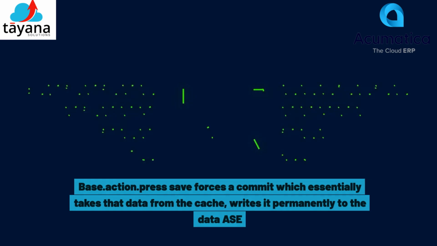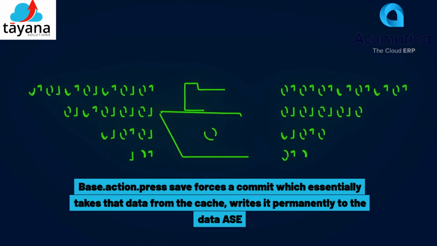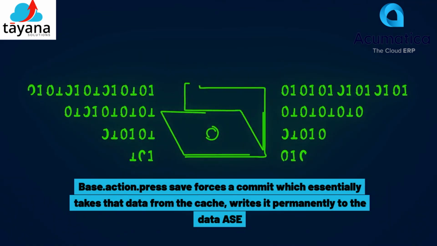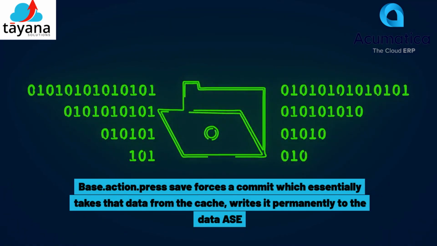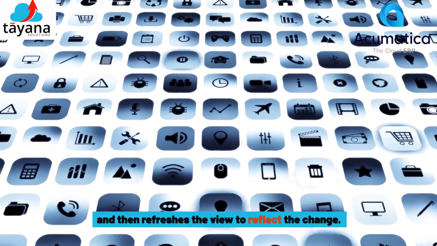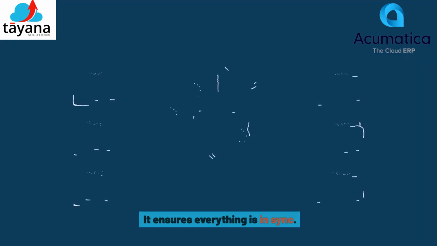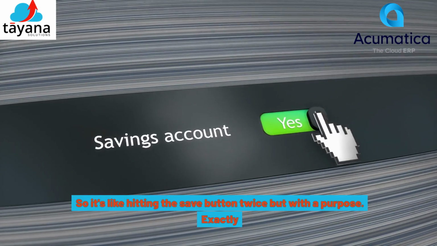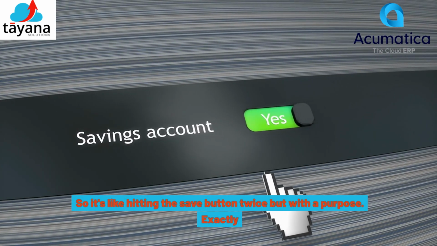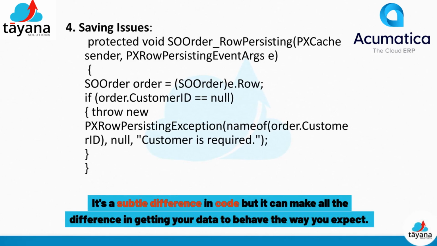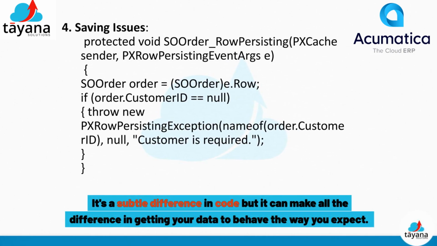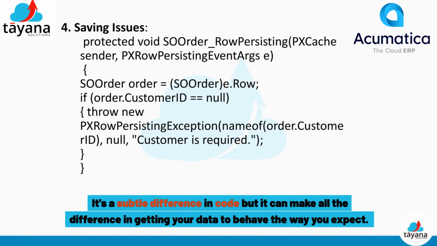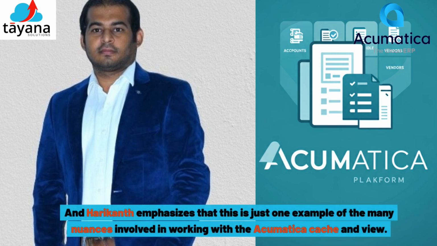It does. Base.Actions.PressSave forces a commit, which essentially takes that data from the cache, writes it permanently to the database, and then refreshes the view to reflect the change. It ensures everything is in sync. So it's like hitting the save button twice, but with a purpose. Exactly. It's a subtle difference in code, but it can make all the difference in getting your data to behave the way you expect. And Harikanth emphasizes that this is just one example of the many nuances involved in working with the Acumatica cache and view.